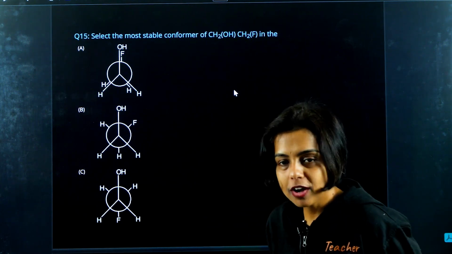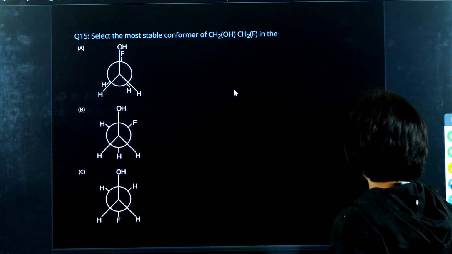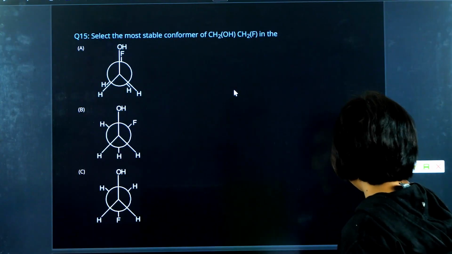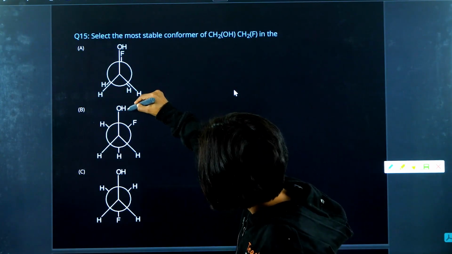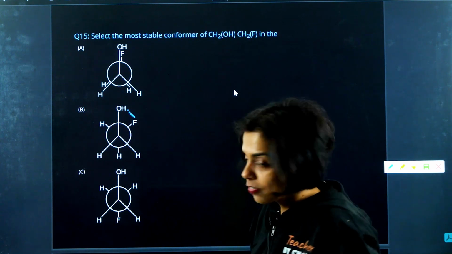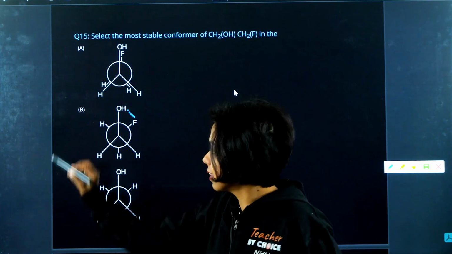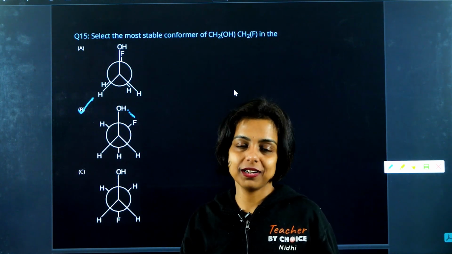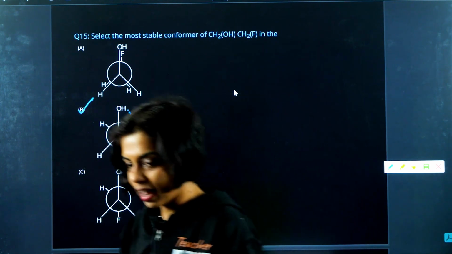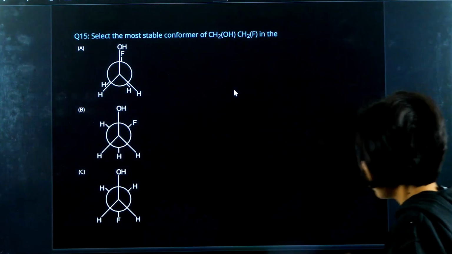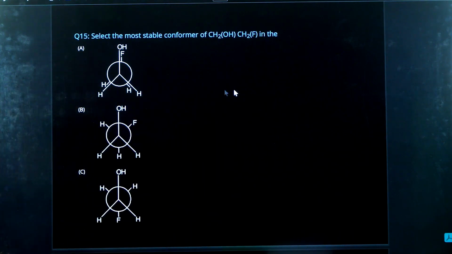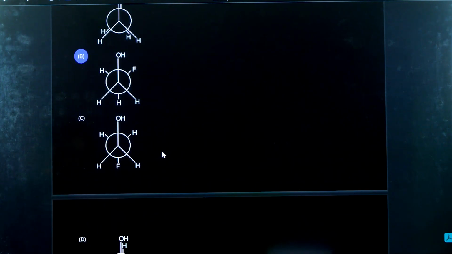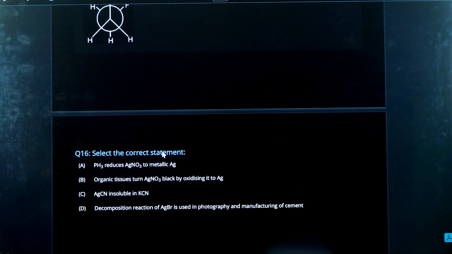So you have OH, you have fluorine, and they will do intramolecular hydrogen bonding in the gauche position. Gauche conformation, they can do intramolecular hydrogen bonding. So because of intramolecular hydrogen bonding in this gauche conformation, of course, it is the most stable conformation. Yes, so direct question, I'm supposing it is there in your notes, right? When you did the conformation part. So B is the correct answer because of intramolecular hydrogen bonding.